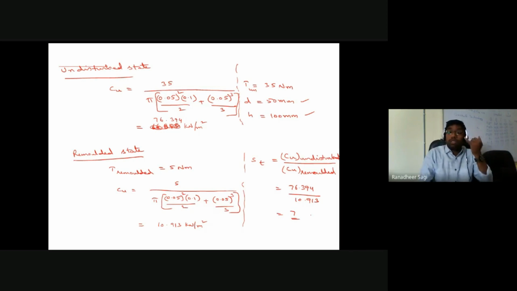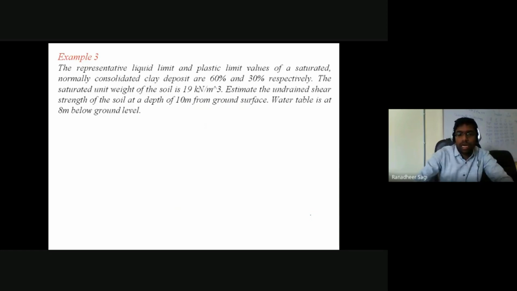Okay. So what does it mean? The sensitivity of this particular saturated clay is equal to 7. It means that when the soil is in undisturbed state, the strength of the soil is 7 times higher than that of the strength of the soil when it is in remolded or disturbed condition. Okay. So that much decrease is happening in terms of the strength of the soil when it is attaining what is called as a remolded state. Okay. So moving on with another problem.